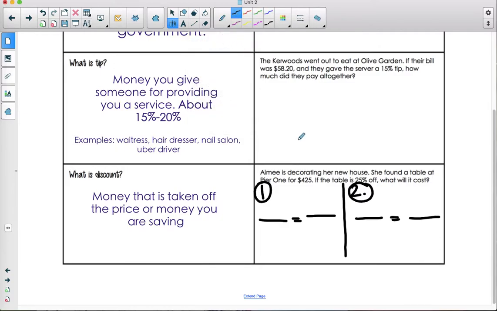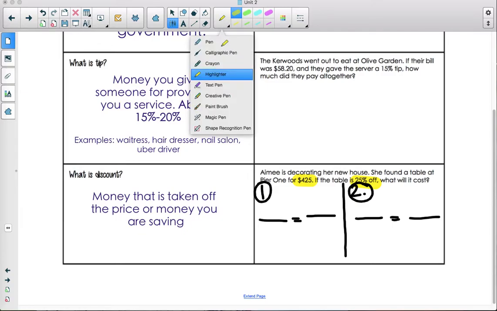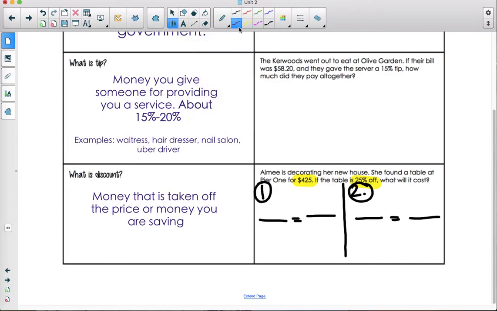When you look at this question, it says Amy is decorating her house. She found a table at Pier 1. It cost $425, and then the table is on sale for 25% off. We have to figure out the cost of the table. So let's start with our percent proportion. I know that it's going to be 25% off.